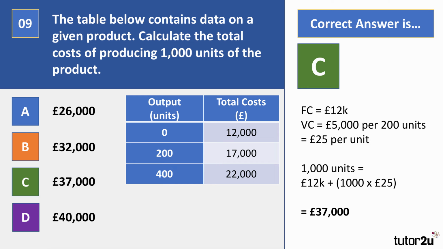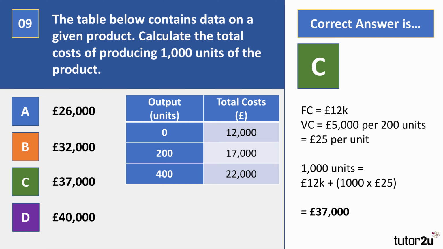So at 0 output, total costs were £12,000. That means that fixed costs, which don't change in relation to output, were £12,000. But then at 2 further levels, we were told some information about how total costs had changed. In both cases, from 0 to 200 and from 200 to 400, we found that total costs increased by £5,000 for every 200 units produced. Therefore, the variable cost per unit is £25 per unit.